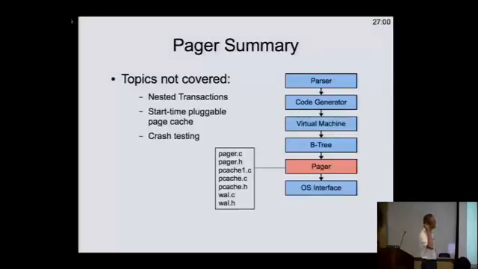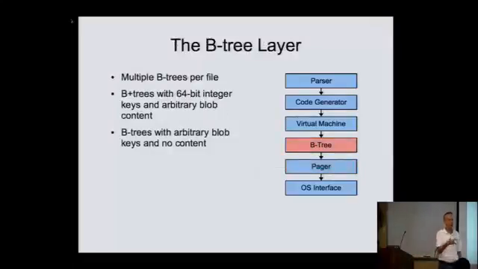So that's kind of the discussion of the pager. We didn't talk about nested transactions, the pluggable page cache, or how we test this thing for crashes. How do you know that this really works? How do you know that this is really going to recover on a power failure? That's an interesting problem. I haven't talked about it. The B-tree layer is next.